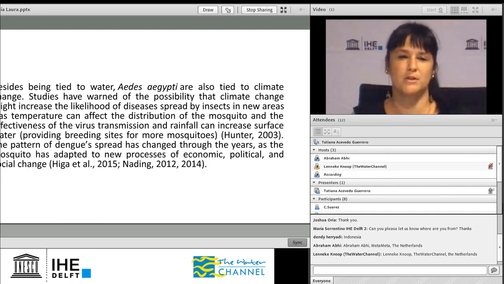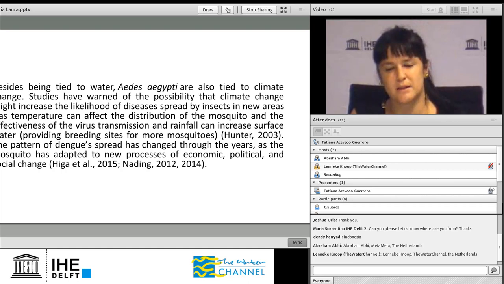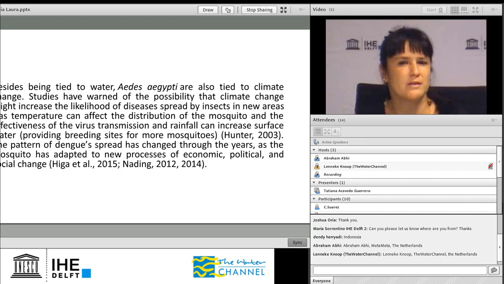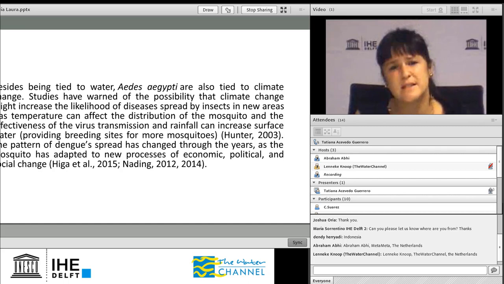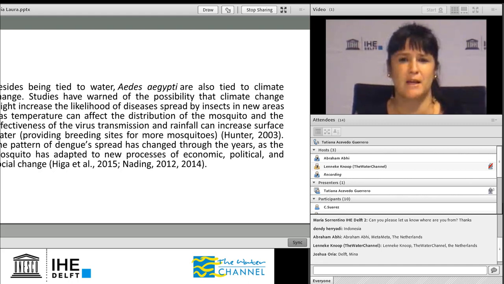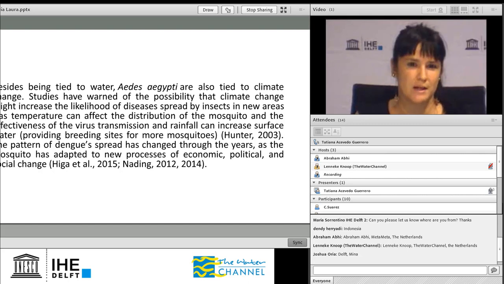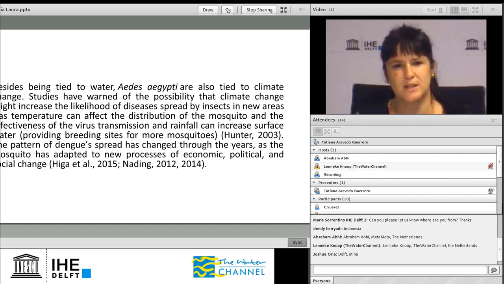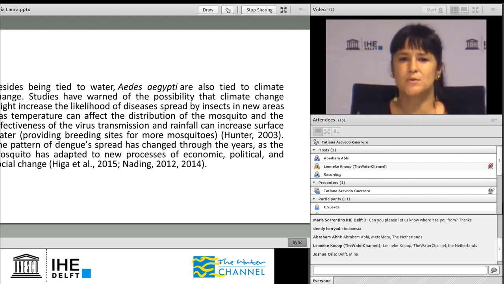Besides being tied to water, Aedes aegypti are also tied to climate change. Studies have warned of the possibility that climate change might increase the likelihood of diseases spread by insects in new areas, as temperature can affect the distribution of the mosquito and the effectiveness of the virus transmission, and rainfall can increase surface water, which will provide breeding sites for more and more mosquitoes. The pattern of dengue's spread has changed through the years, as Aedes aegypti has adapted to new processes of economic, political, and social change.